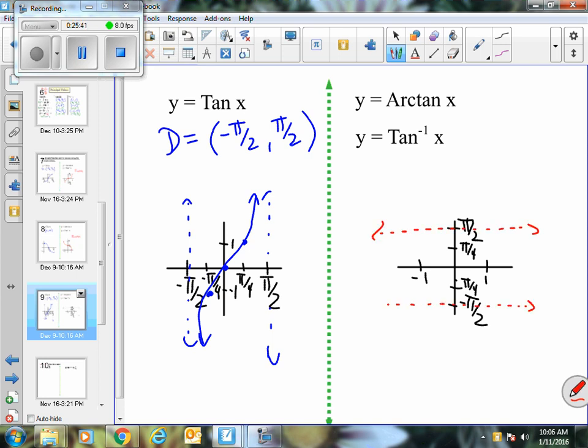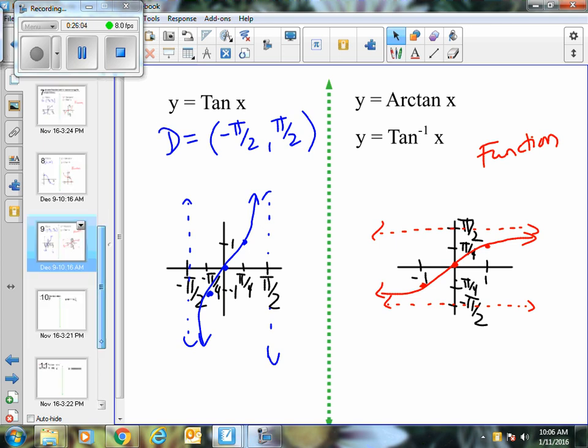And switch all these points. 0, 0, still 0, 0. We'd have, instead of pi over 4, 1, 1, pi over 4. And then instead of negative pi over 4, negative 1, negative 1, negative pi over 4. And we get this curve. But now it's a function because it doesn't repeat. It's just this single curve. There's nothing stacked above or below it. So that would be the value of that function.